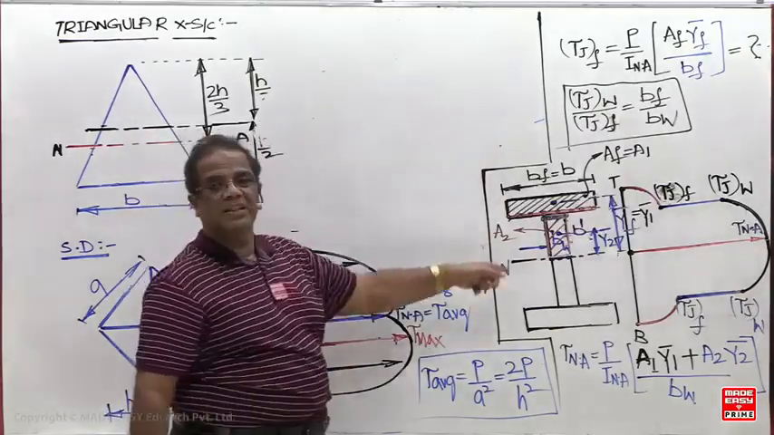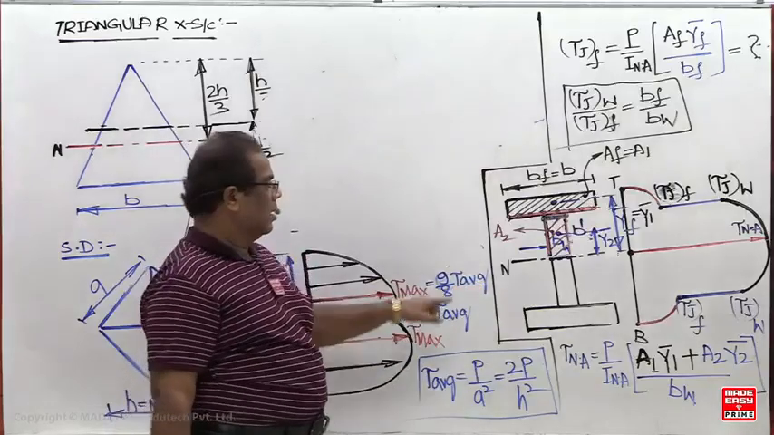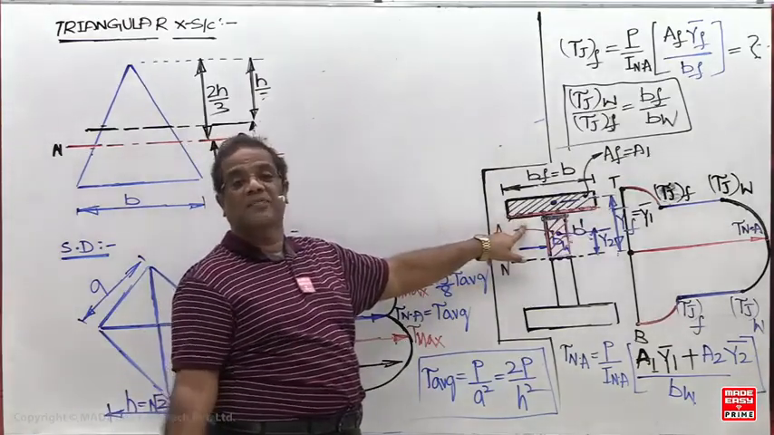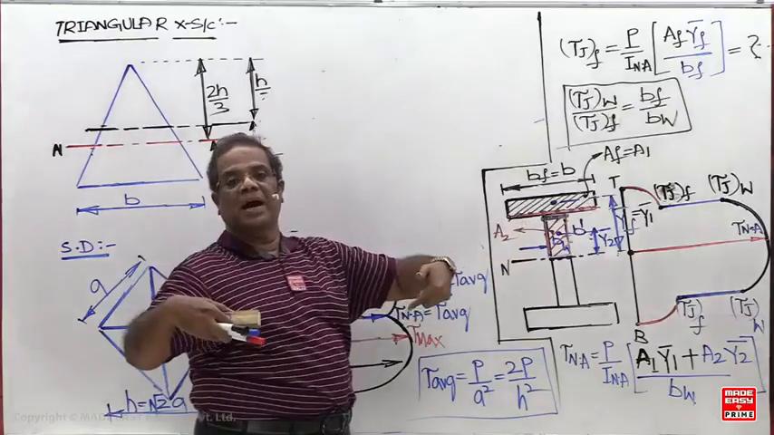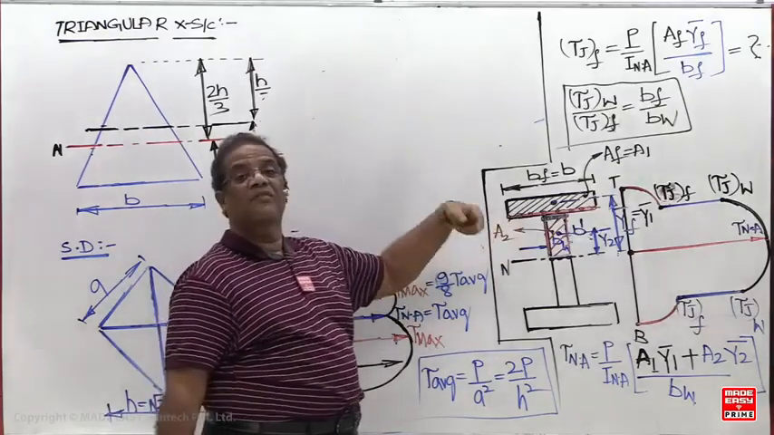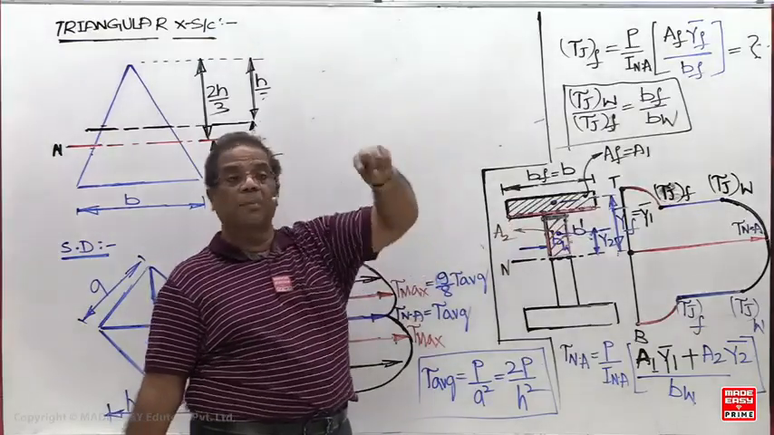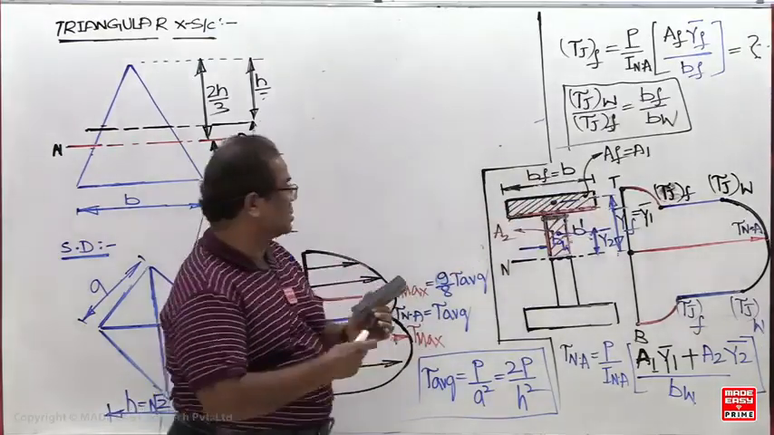But what about the bending stress variation? Two similar triangles. Here only one bending stress will be there, because bending stress does not depend upon the width. Bending stress is M y by I. So here you are going to get only one bending stress. That's why I have given it in the comparison. At the junction fiber there is only one bending stress, but two different shear stresses are going to be there.